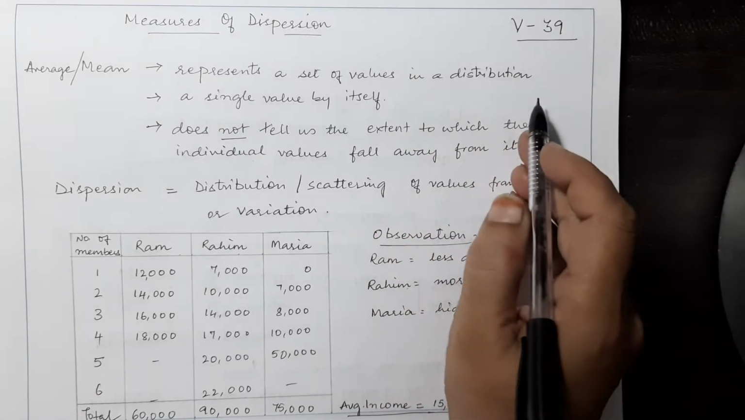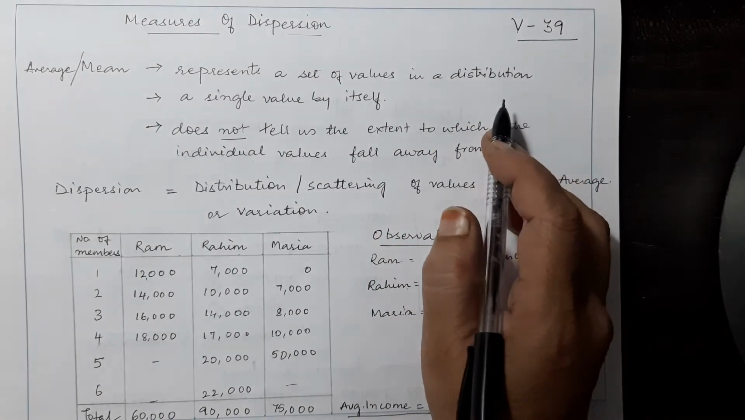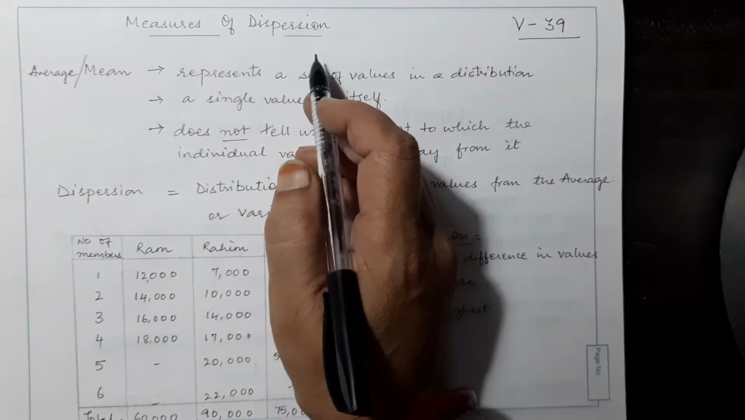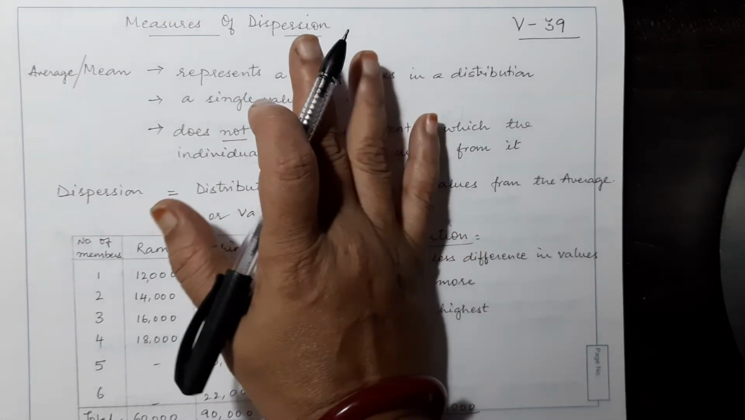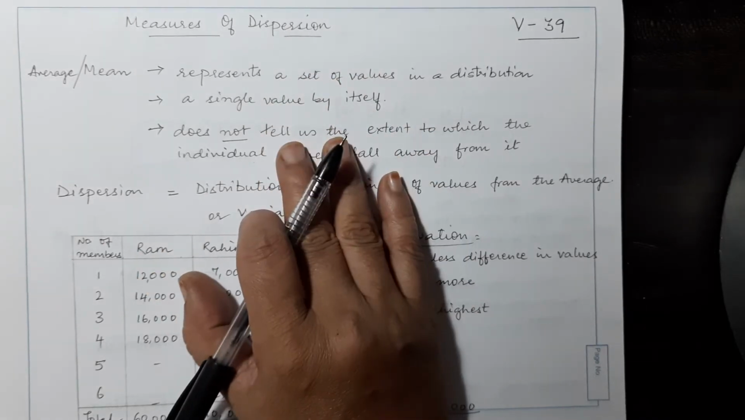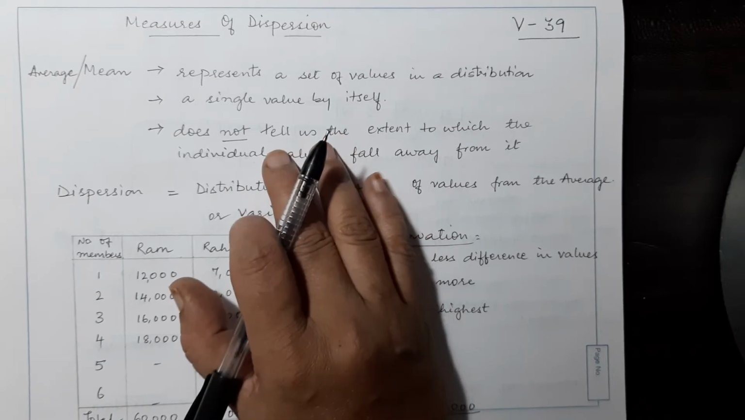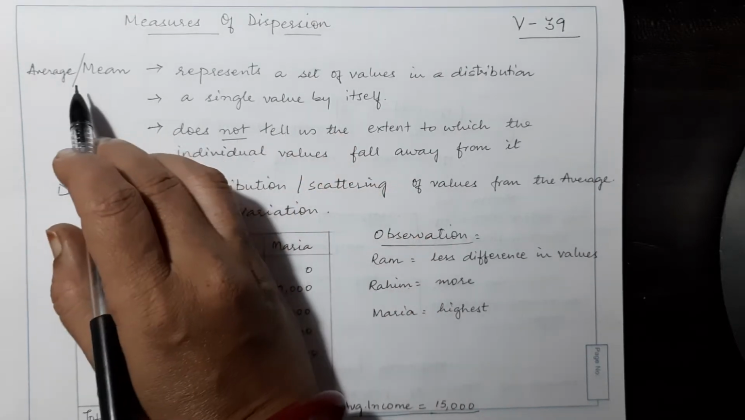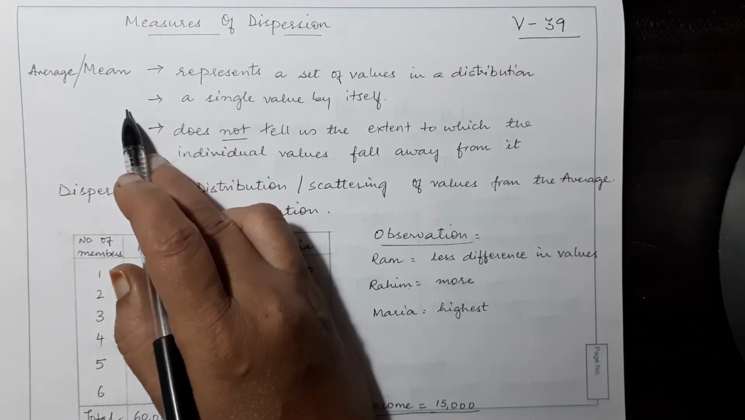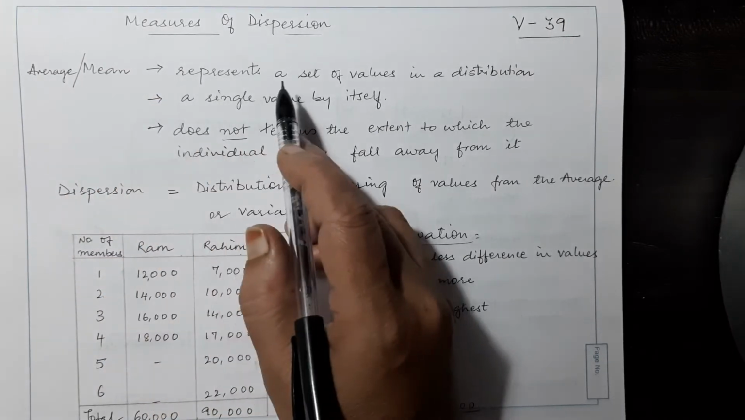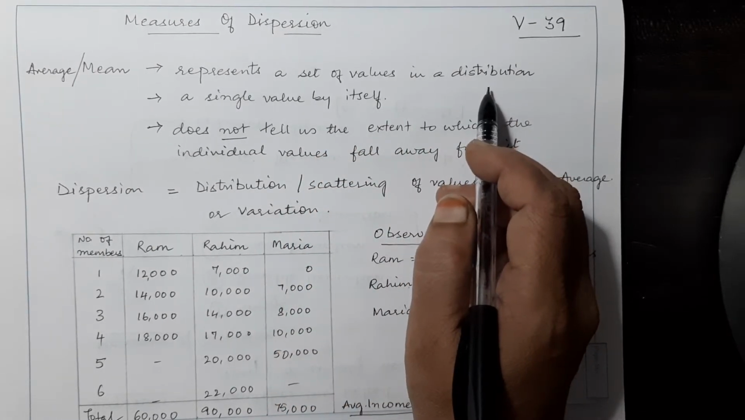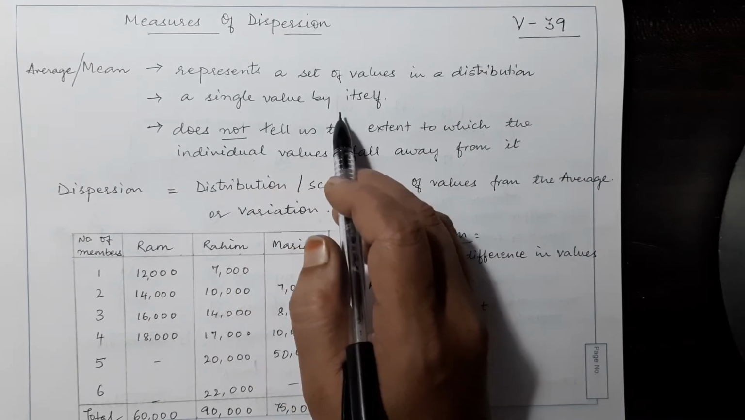In today's video number 39, as part of statistics for economics for class 11, let's learn the measures of dispersion. To learn these measures of dispersion, we need to first recollect what we learned as average or mean. What did this mean to us? Mean represented a set of values in a distribution. Mean is a single value by itself.